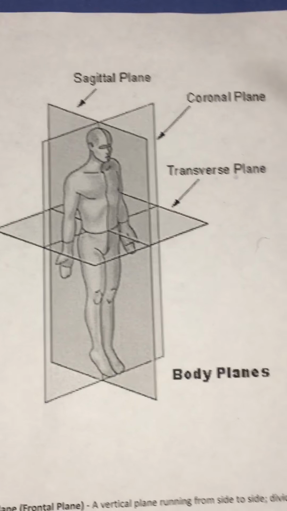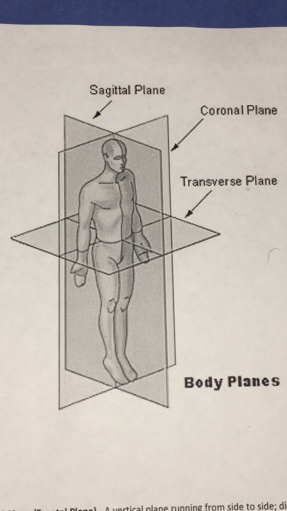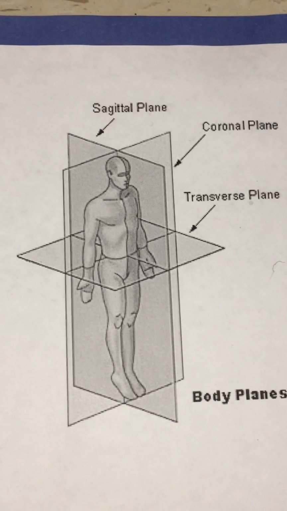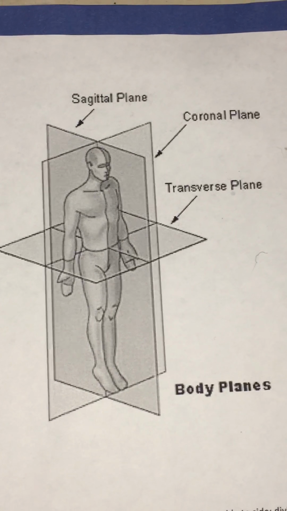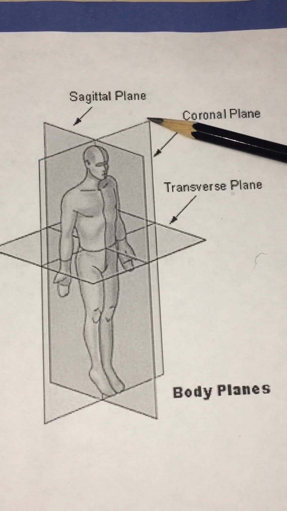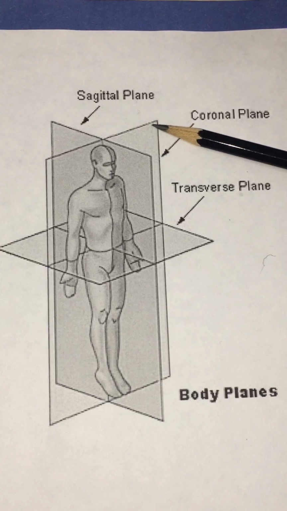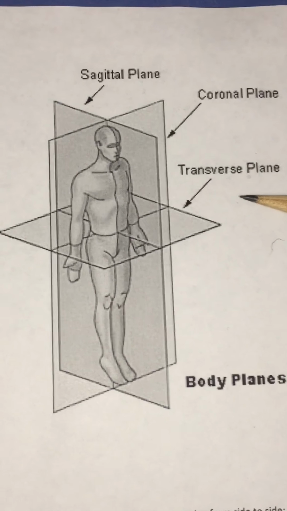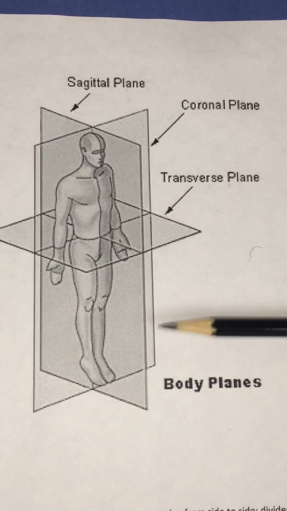And these are the body planes. The coronal plane is a vertical plane running from side to side and divides the body or any of its parts into anterior or posterior portions. And then we have the sagittal plane, which is a vertical plane running from front to back and divides the body or any of its parts into right or left sides. And then the axial plane or the transverse plane is a horizontal plane, and it divides the body or any of its parts into the upper and lower parts.